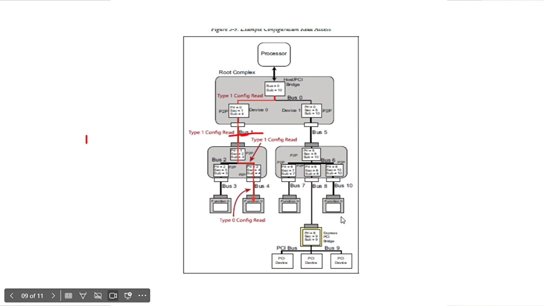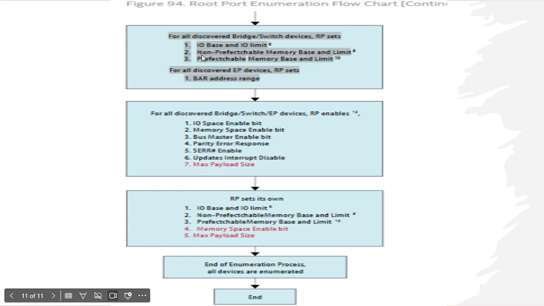Now, what is the process it will do after that? See, it will configure the IO base and IO limit, and also the non-prefetchable memory base and limit, and the prefetchable memory base and limit also it needs to configure. For the device which is the EP, it needs to configure the BAR address range. Before issuing any traffic, you have to configure the BAR address, because it indicates the starting address for the memory request. Okay, based on that it will map the system memory. This address is mapped to the system memory. We have to configure the BAR address.